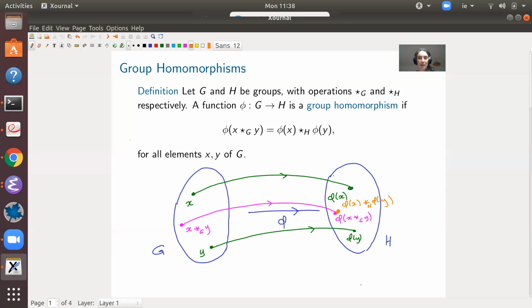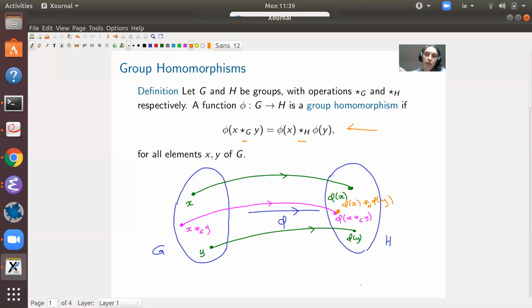Okay, so here's the more efficient description. A function phi is a group homomorphism if whenever we apply phi to the composition in G of two elements, we get the same outcome as if we applied phi separately to the two elements and then composed them in H in the same order. The key point to observe here is that the operations are explicitly written for a reason: the star G operation is the group operation of G, and the star H operation is the group operation of H. Typically, they won't be the same operation.